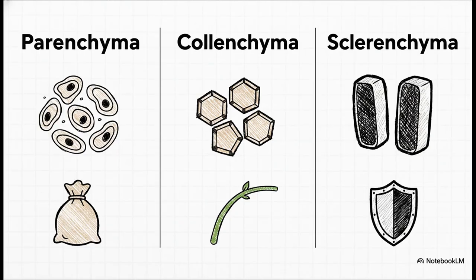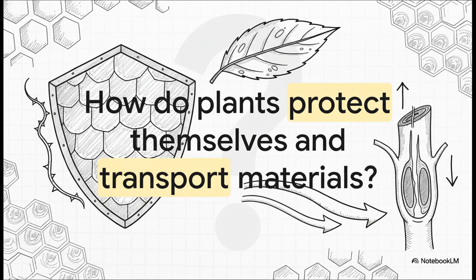So, to summarize everything we have learned today, simple permanent tissues are fundamental for a plant's structure and survival. Just remember, parenchyma for storage, collenchyma for flexibility, and sclerenchyma for strength. Each one is perfectly designed for its own specific job. We have covered how plants get support, store their food, and stay flexible. But of course, that is not the whole story.